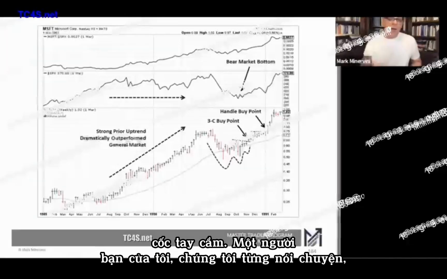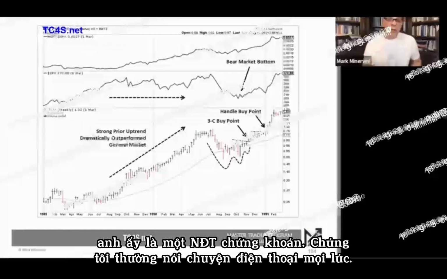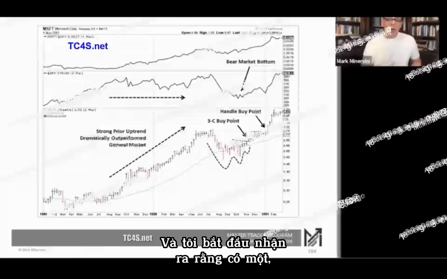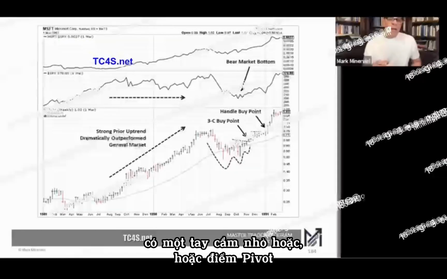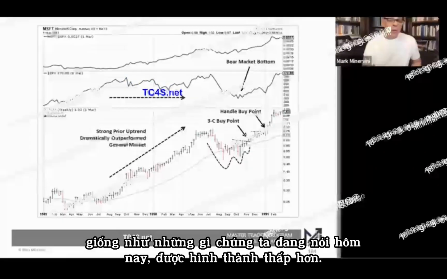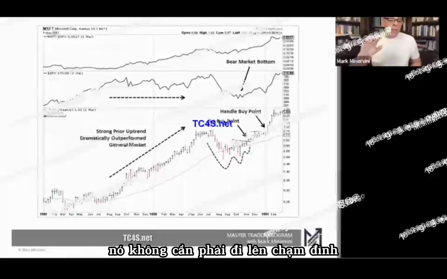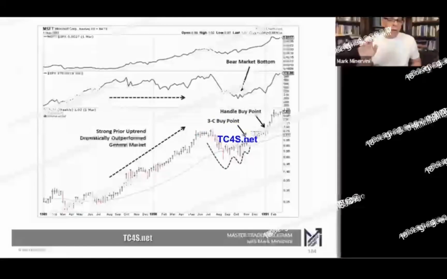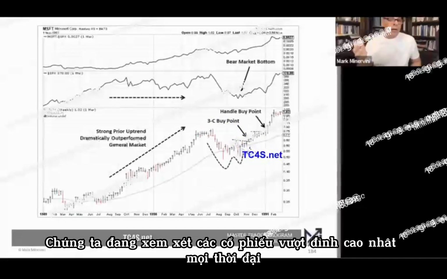And a friend of mine, we used to talk. He was a stock trader. We used to talk on the phone all the time. And I started recognizing that there was a little handle phase or pivot point, like we're talking about today, that was forming lower. It didn't have to be way up by the high. We were looking at stocks that were making new highs most of the time.